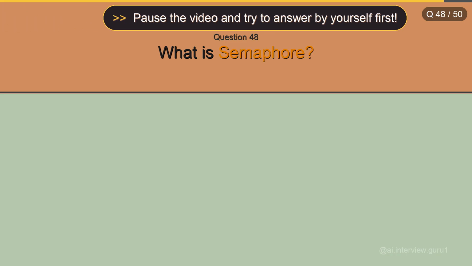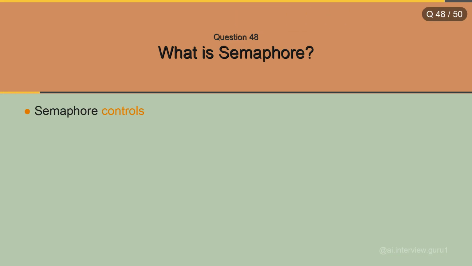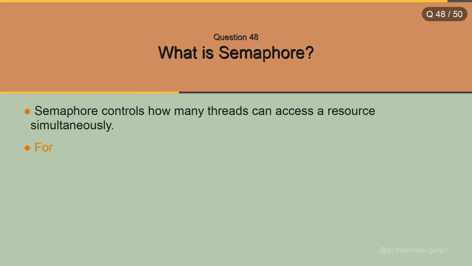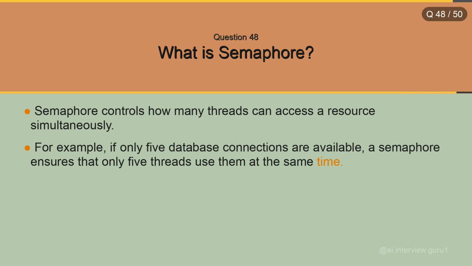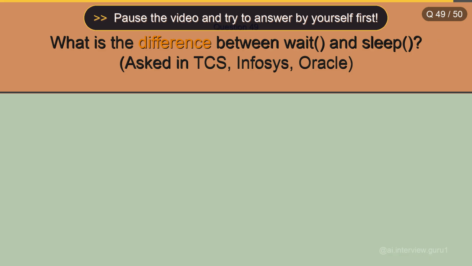What is a semaphore? A semaphore controls how many threads can access a resource simultaneously. For example, if only 5 database connections are available, a semaphore ensures that only 5 threads use them at the same time.